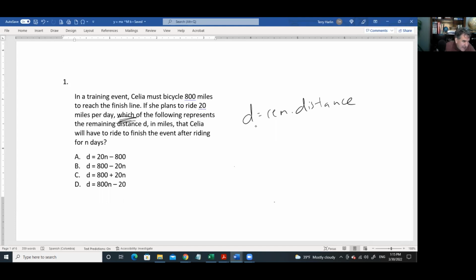Now, as I look, how do I know when to use the formula? The y equals mx plus b formula. How do I know? Well, in this particular case, I can look at the answers and I can see that they're all in that form. D equals 2n minus 800. So I've got my y here. I've got my m here. I've got my x here.